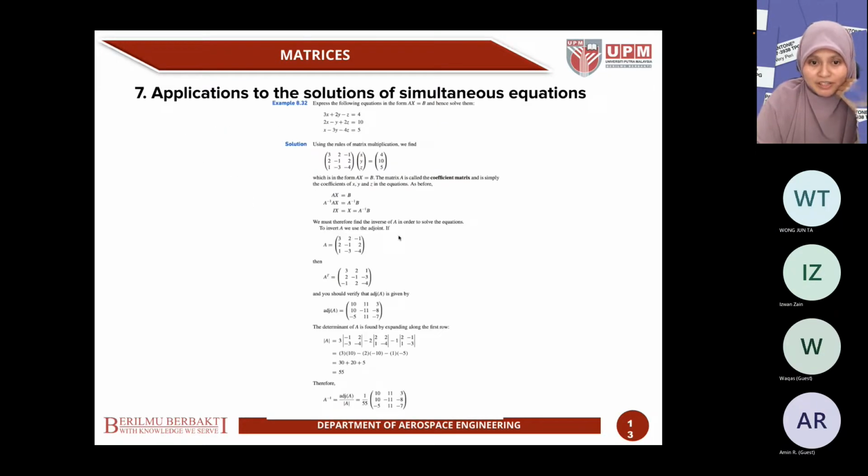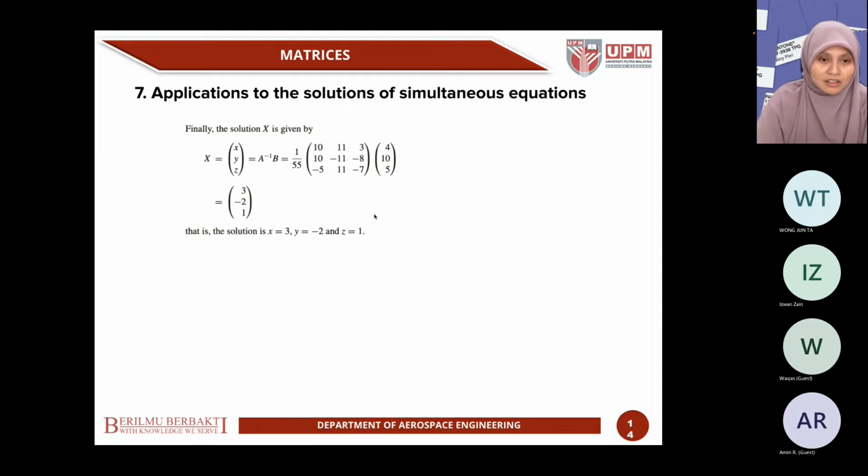But we're not finished yet. Remember, the way to get the matrix x, y, z is by multiplying the inverse of matrix A with matrix B. So once we get the inverse of matrix A, multiply with matrix B, which is 4, 10, 5. Just multiply and we get the matrix X as 3, minus 2, 1. This means that the solution is x equals 3, y equals minus 2, and z equals 1.